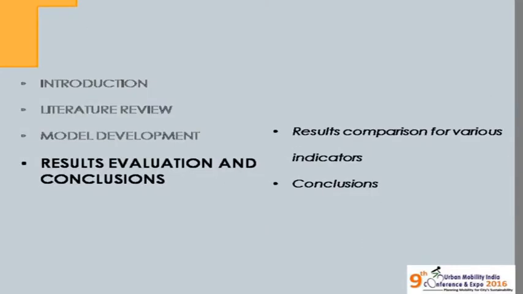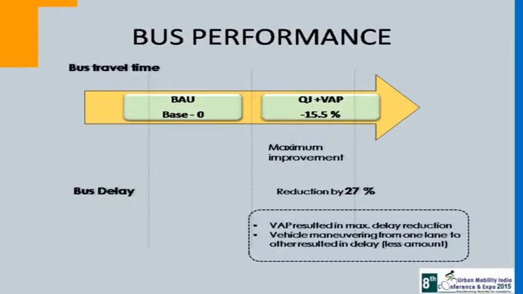So we have compared the results. We have seen that for BAU, we have taken the value 0. The travel time reduces by 15.5%, and that was the result of the reduction in bus delay. The bus delay was decreased by 27%. So we concluded VAP, that is active priority, resulted in maximum delay reduction.